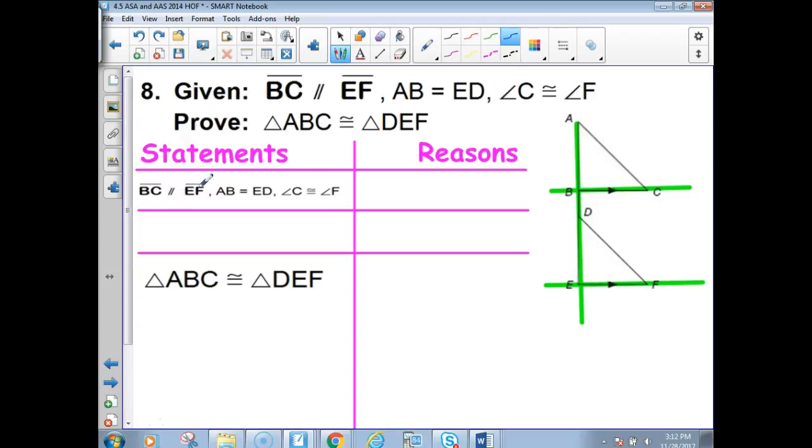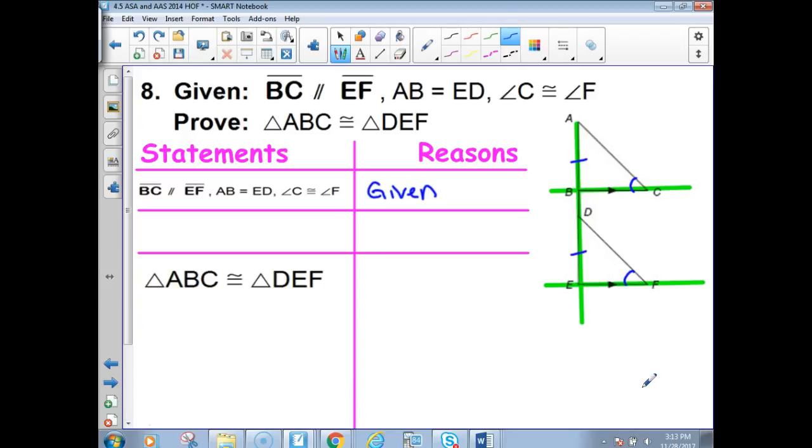Oh my goodness, they put all of the givens on one line. So we got to get busy and mark the picture up. BC is already marked parallel to EF. AB is equal to ED. I need to put a slash on AB and ED. Angle C is said to be congruent to angle F. All right, now I have highlighted the parallel lines. I'm out of givens.